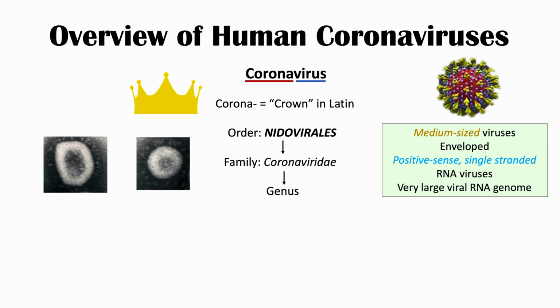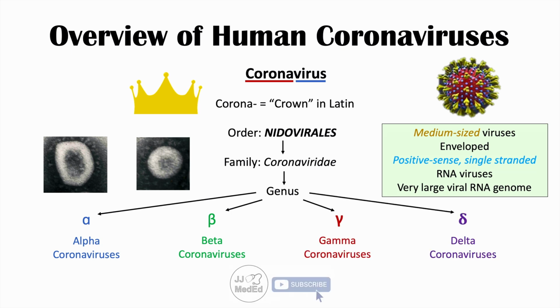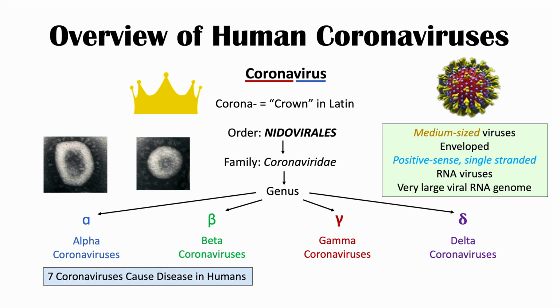There are four genera of coronaviruses. The first one is alpha coronaviruses. The second one is beta coronaviruses. The third is gamma coronaviruses, and the fourth is delta coronaviruses. So four types, you can think of it that way. The alpha and beta genera are where all of the human coronaviruses reside.